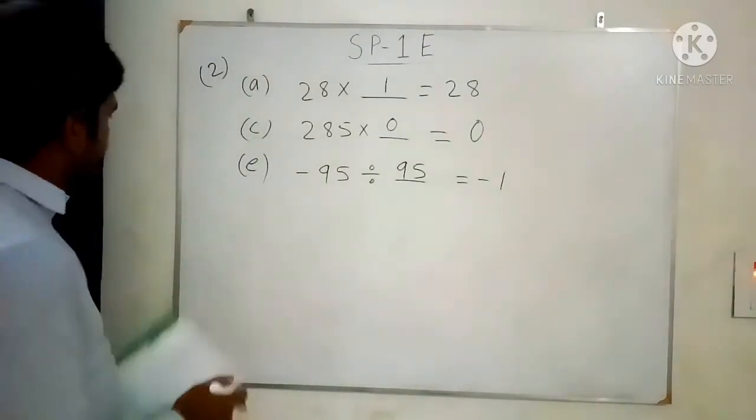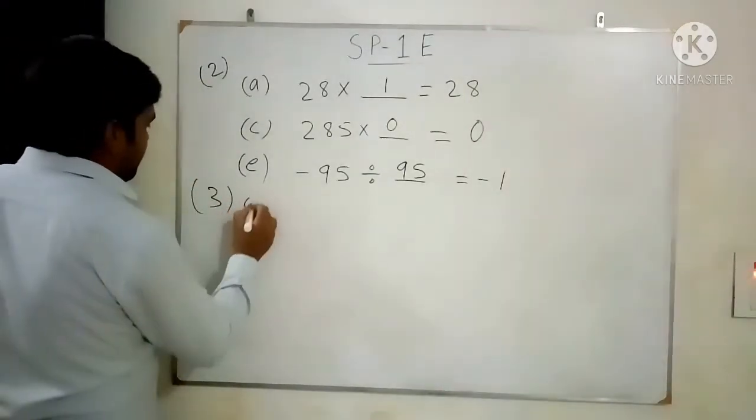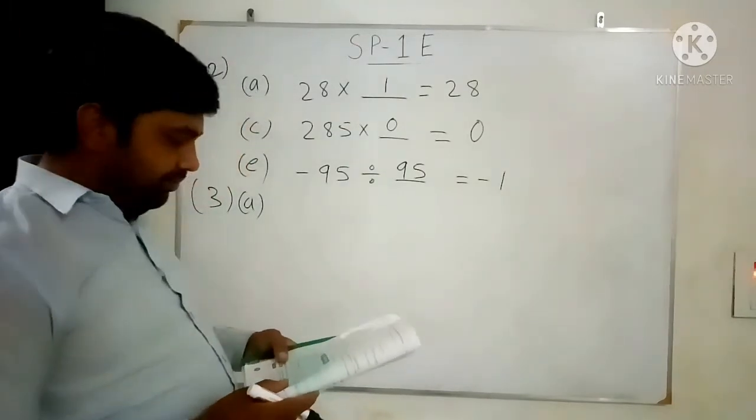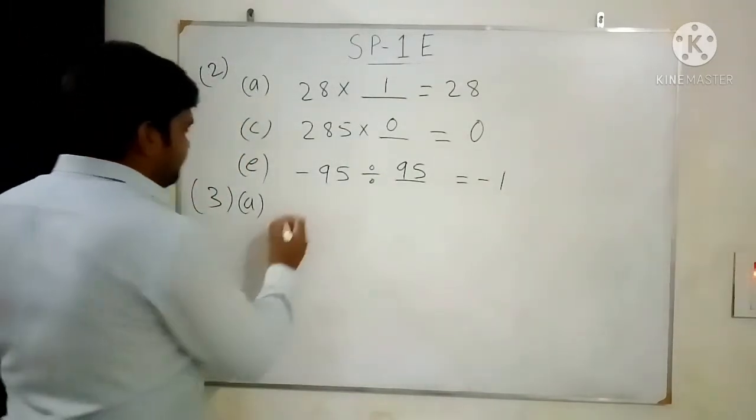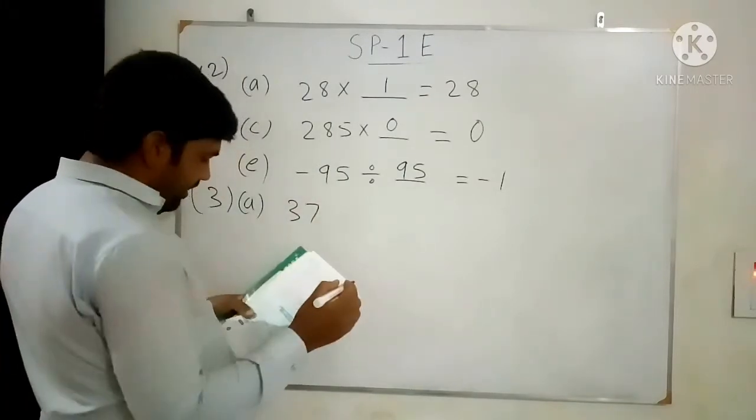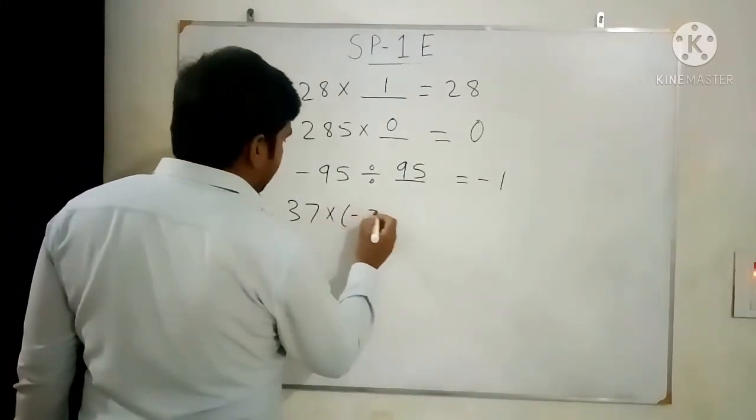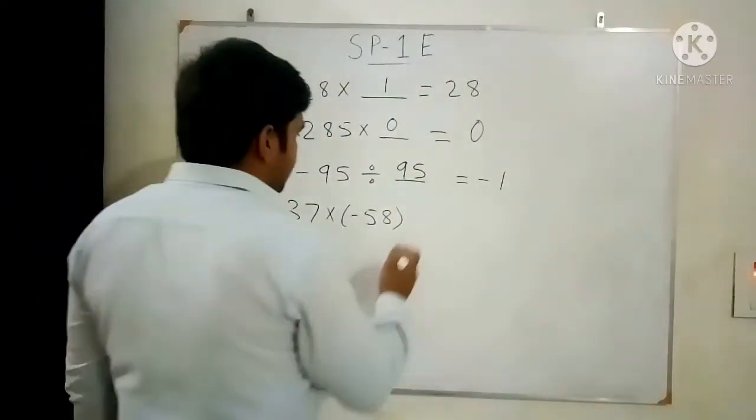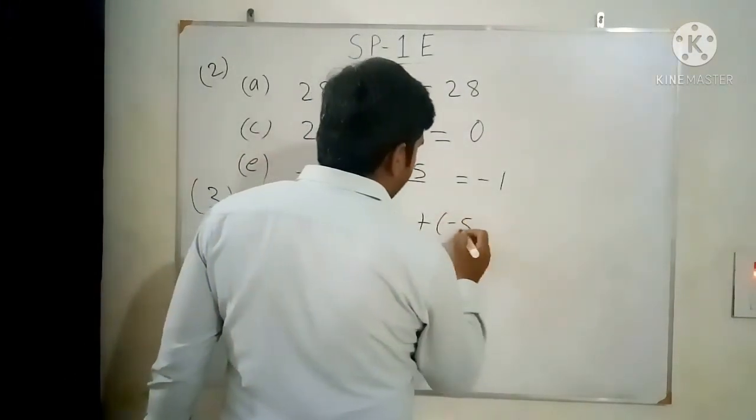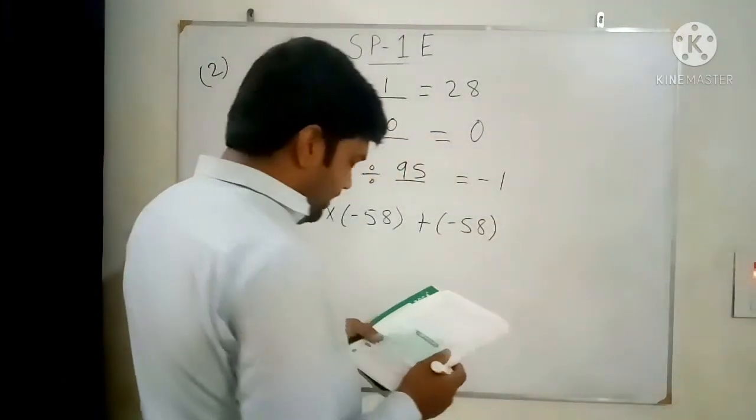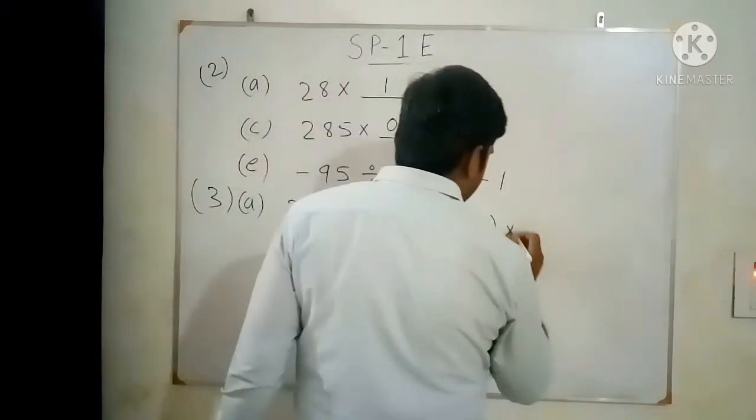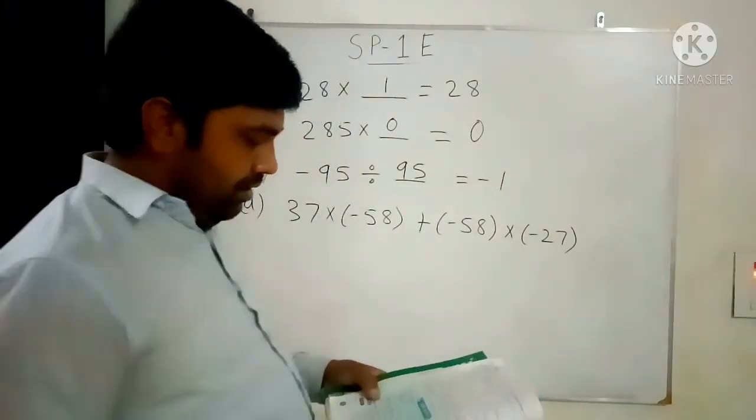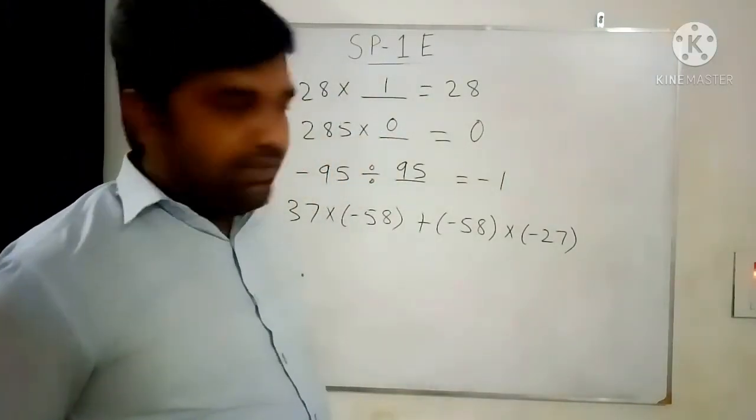Okay, now we see question number 3. Evaluate by using suitable properties. 37 multiply minus 58, plus minus 58 multiply minus 27. With the help of the suitable properties we have to evaluate it.